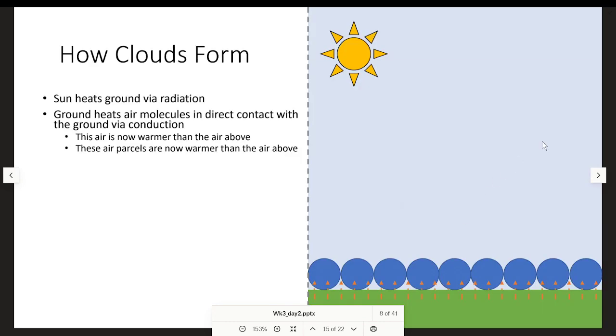Great, so now we have a bunch of parcels forming. So yeah, the ground heats the air molecules in direct contact with the ground via conduction. So there's these things that start off at the ground, this air that's being influenced directly by this hot ground. And because it's closer to this hot ground, these parcels here are now warmer than the air up here because it's farther away, so it's just not going to get heated up. Like we discussed earlier, the Earth is heated from the ground up.